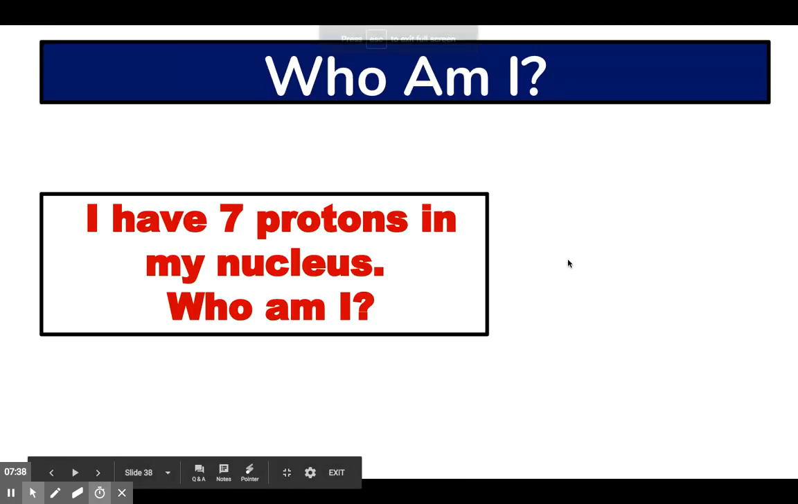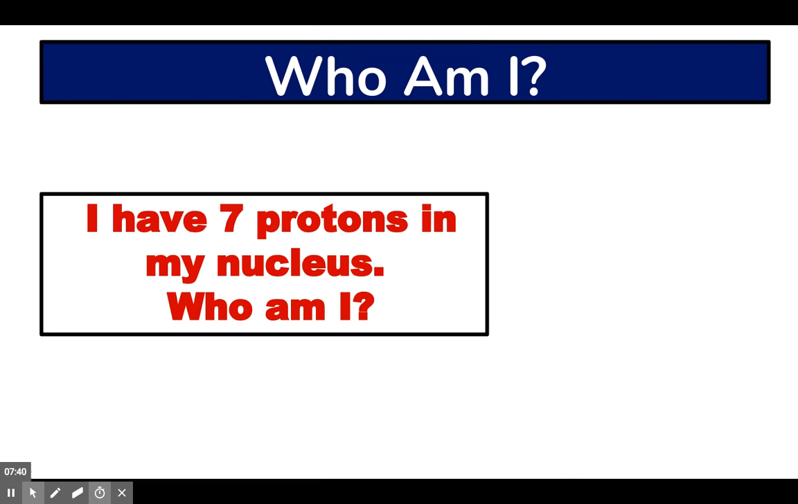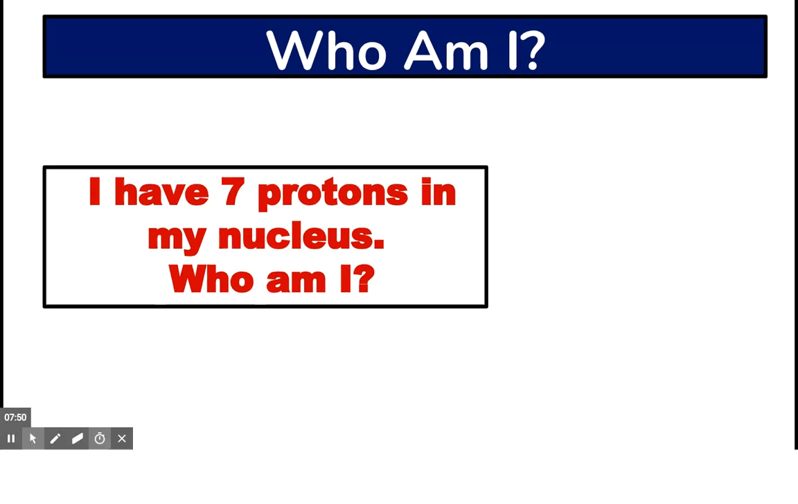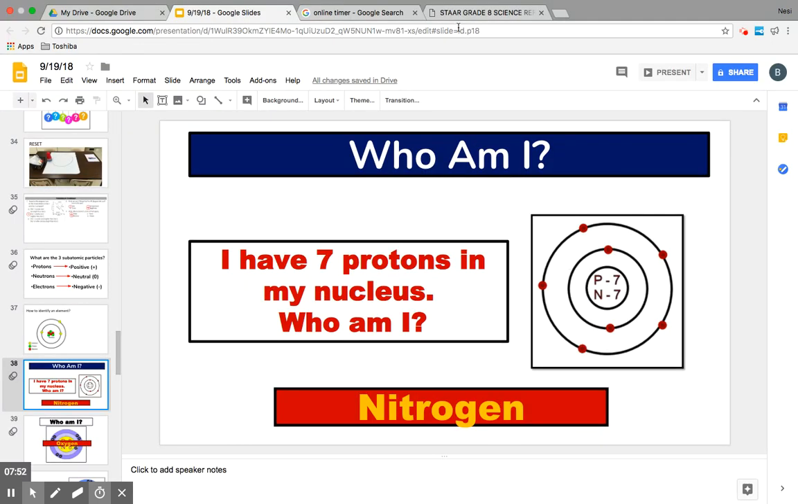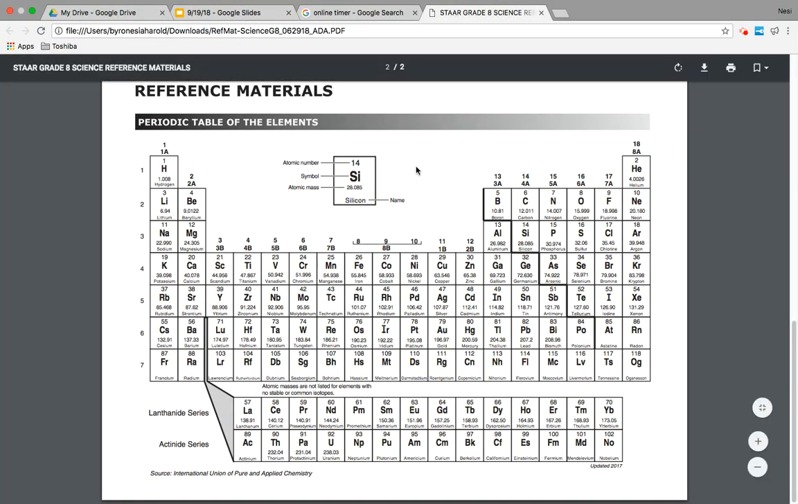I have 7 protons in my nucleus. Who am I? Okay, I have 7 protons. I know that A equals P equals E. I'm going to go to my periodic table and I'm going to find atomic number 7, and I can see that that is nitrogen.